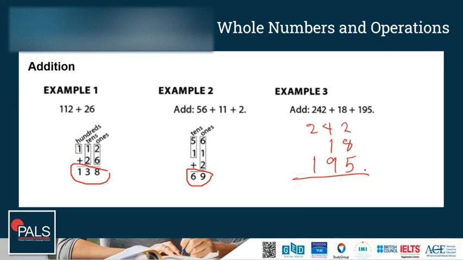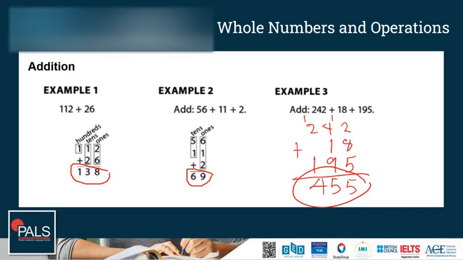And then add 2 plus 8 plus 5 is equal to 15. Okay, carry 1. 9 plus 1 is 10, plus 4 is 14, plus 1 is 15 as well. Then carry 1. Okay, let me put the plus sign here. 1 plus 2 is 3, plus 1 is 4. So the answer is 455.